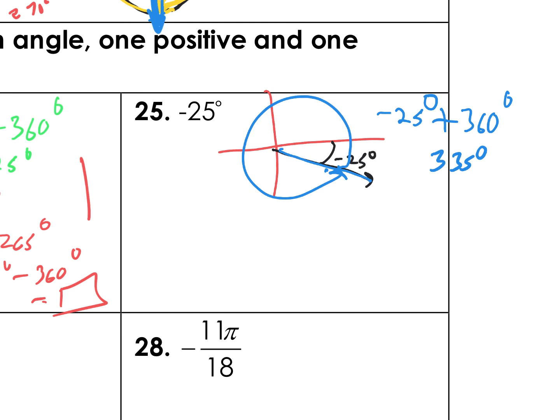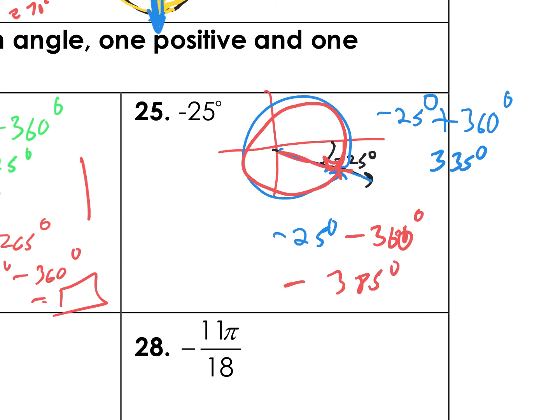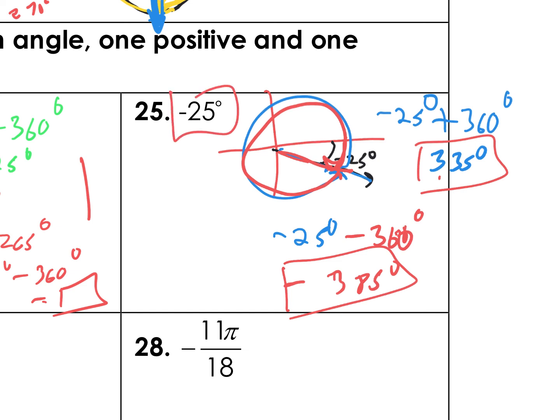Well, if I start with the negative 25, if I'm already down at negative 25, why don't I just keep going around a whole full circle negative? Minus 360 degrees. And that'll also be a negative answer. That'll be negative 385. So now I've got a positive coterminal and a negative coterminal, both coterminal with negative 25, assuming I did everything right. How about in radians?